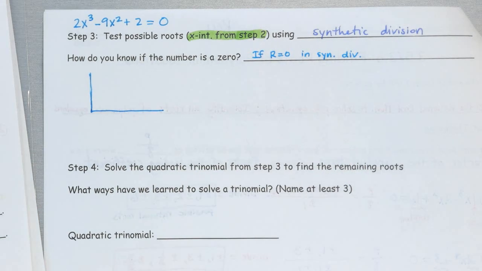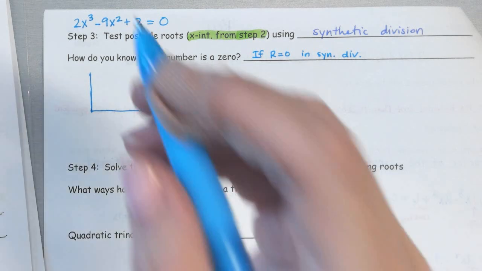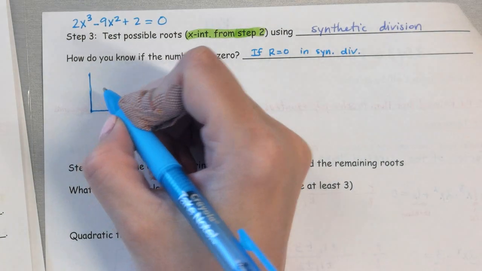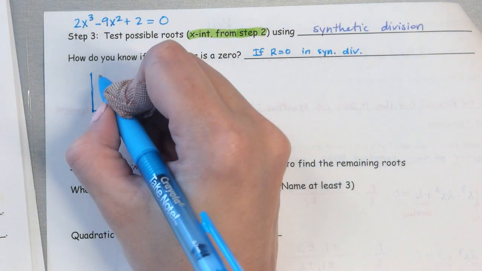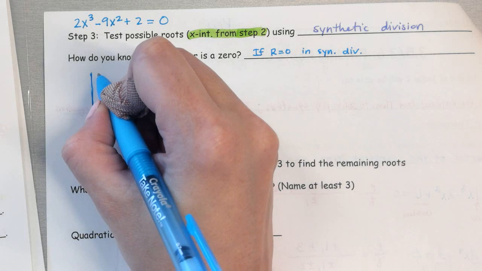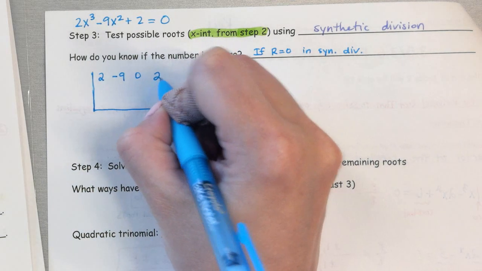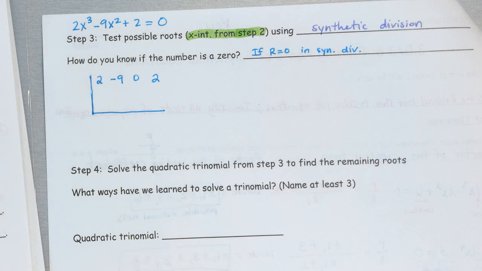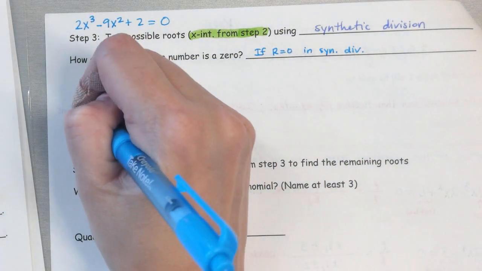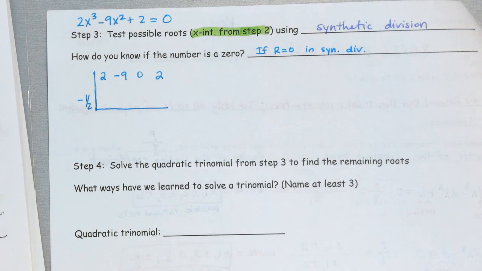And we do have to be careful. We got to make sure if there's a placeholder that we put it in there. Okay, so Luke, what are my coefficients going to be? 2, -9, 0. Good. Okay, so I did have to put a placeholder in there for the x. Great. Okay, and the first one we're going to try, so the two that we found were -1/2 and 1/2. So we're going to try the -1/2 first.